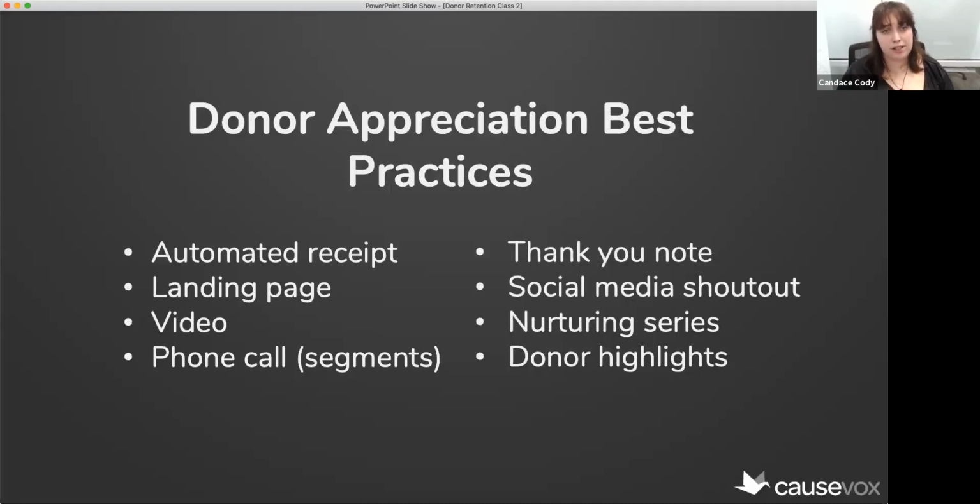Another way to do this is having a landing page as soon as a donor completes a donation that celebrates the donor, and provides more information about impact. And something that you can incorporate into this landing page as well is a video to say thank you as well.